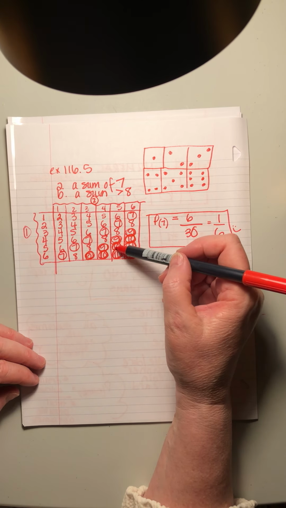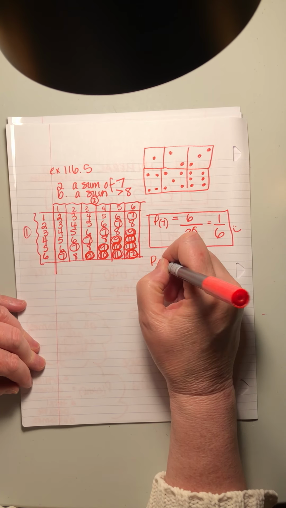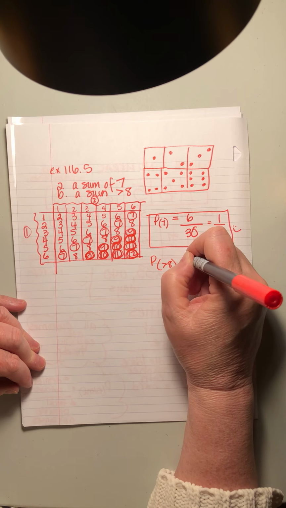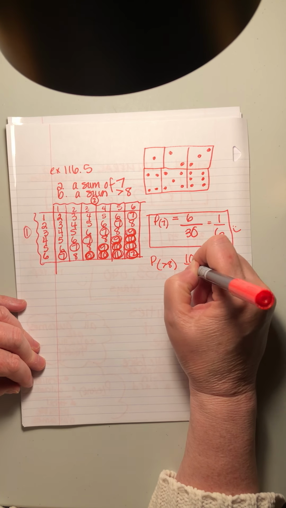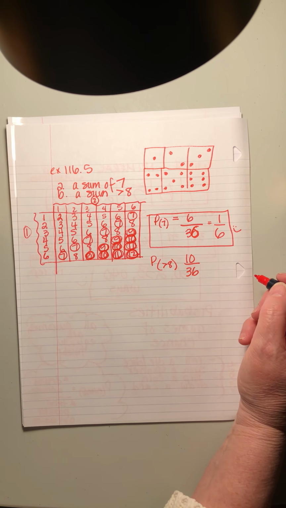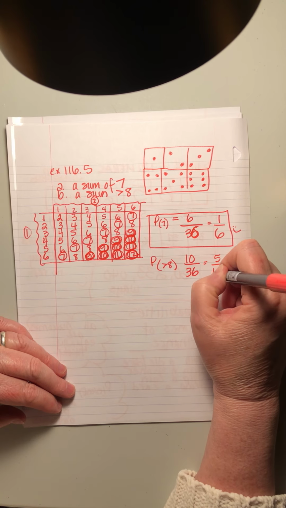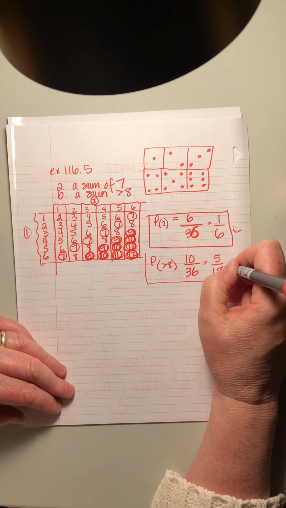1, 2, 3, 4, 5, 6, 7, 8, 9, 10. So the probability of getting greater than 8 is 10 out of 36. Remember, that's a 36. It does not look like it. And that would be 5 out of 18. So there's our answer there.